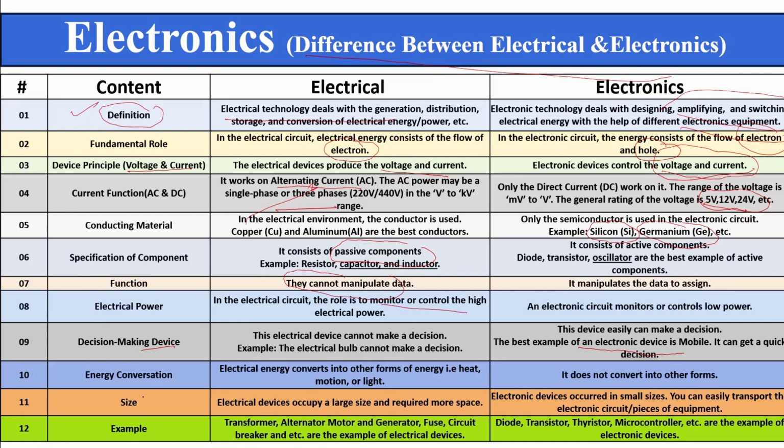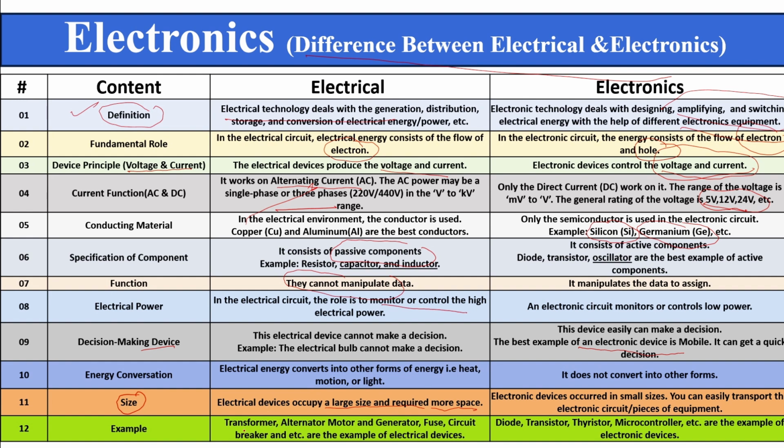If you see the size and weight, electrical devices are of large size and mostly heavy weight, and occupy more space to be placed. But electronic devices, in miniaturized form, are available in a small size that you can actually transport. Electronic circuits and pieces of equipment require very small space for their placement.